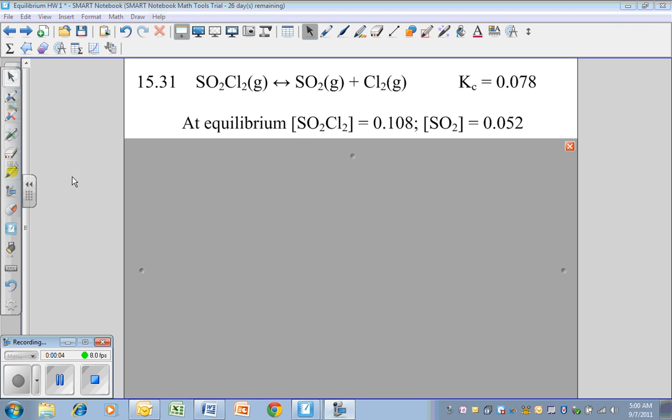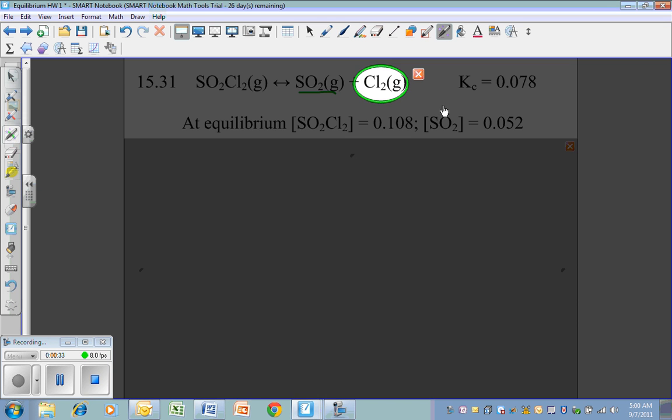In our last problem of the set, 15.31, we are given an equilibrium equation and a Kc for that equilibrium at a certain temperature. We're also told that at equilibrium the concentration of SO2Cl2, and the concentration of SO2, and we're supposed to find the concentration of this at equilibrium.